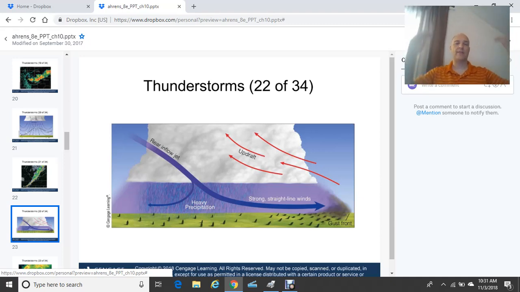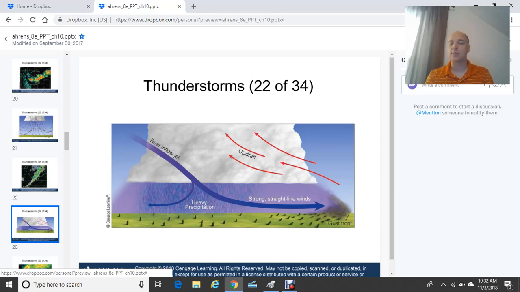You're going to drag heavy precipitation with it as well. And you can get these very strong and damaging straight line winds. The National Weather Service will go out and assess damage after severe thunderstorms, or if there's any possibility there was a tornado in the area. They're going to go out and look at that damage pattern. They're going to determine whether it was a tornado or not in their investigation. And a lot of times, it will just simply be strong, damaging straight line winds.